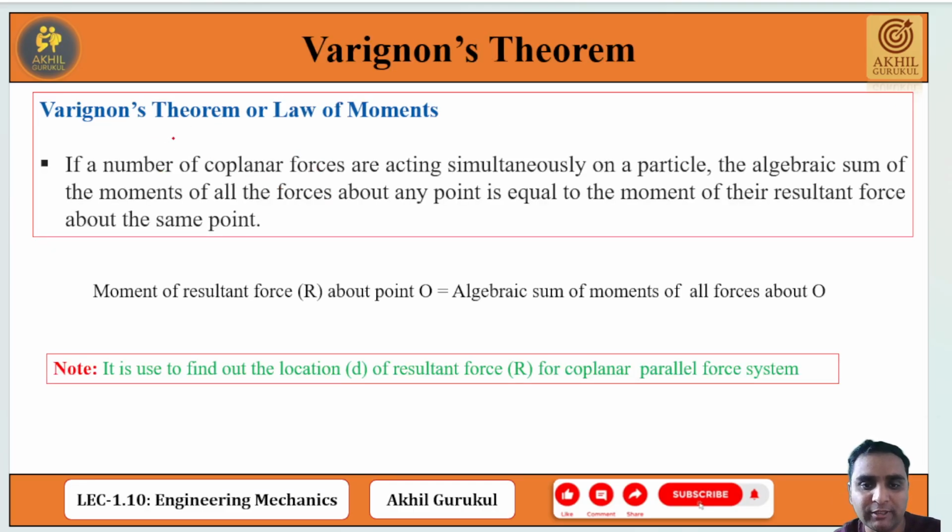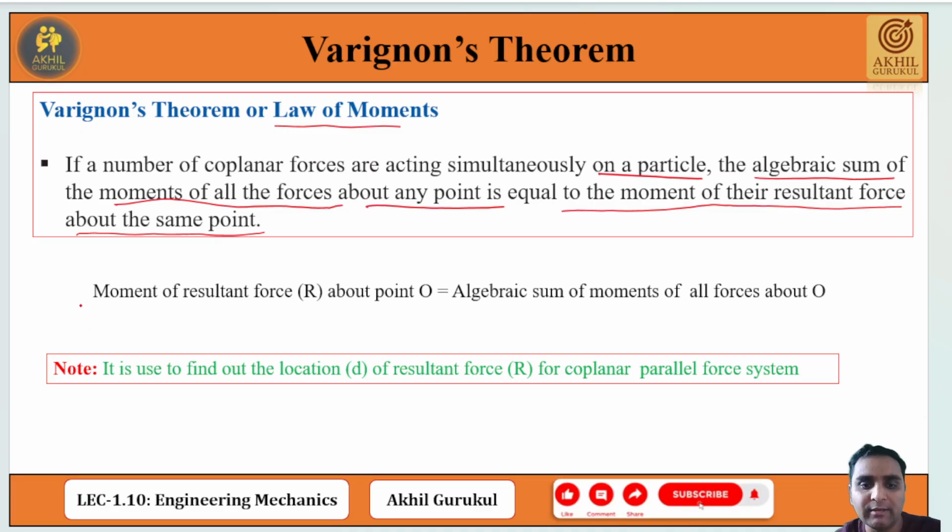Sabse pehle dekhenge Varignon theorem kya hai ya law of moments kya hai. If the number of coplanar forces acting simultaneously on a particle, the algebraic sum of the moments of all forces about any point is equal to the moment of their resultant force about that point. Means that moment of resultant force about point O equals the algebraic sum of moments of all forces about O.